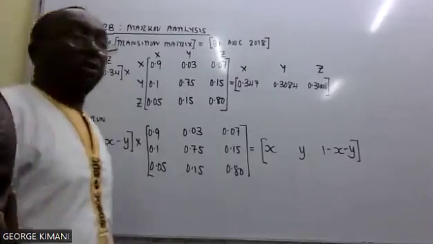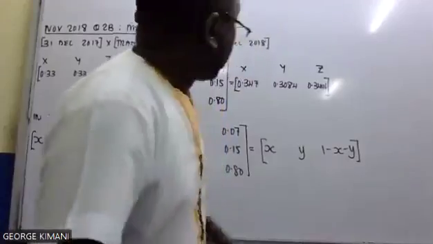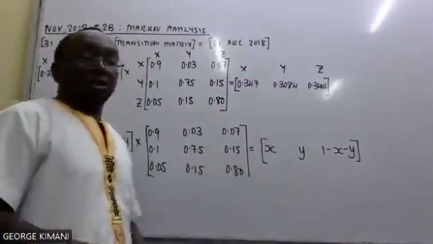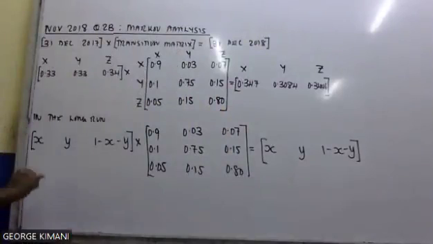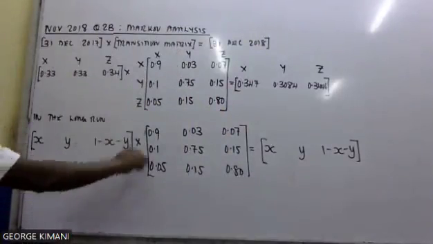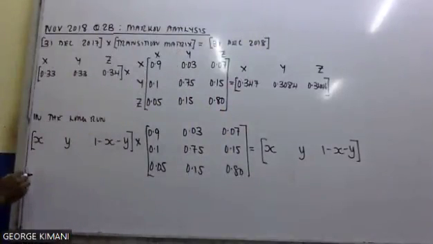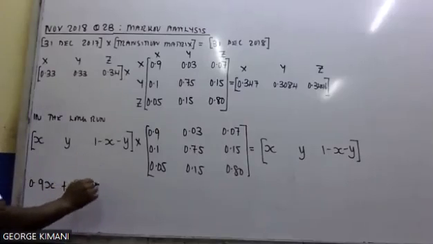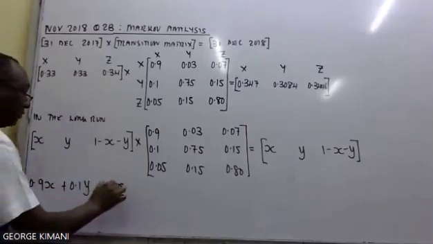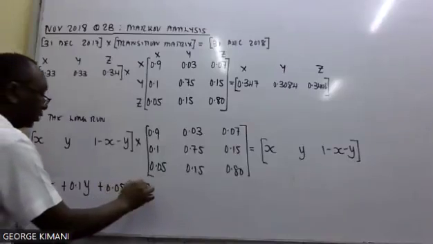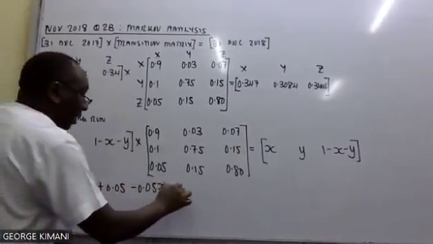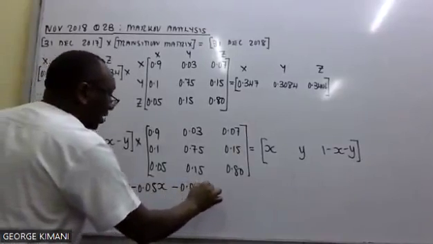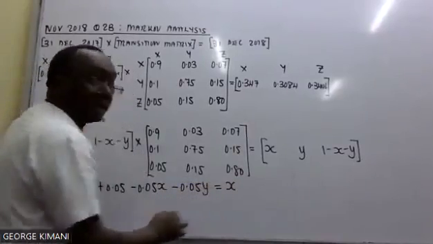So umefikisha hapo? Unaandika mpaka hapo? Okay, so kama ushaandika then tukasema what you do, you now start multiplying. Just like we have done with the other one. So tutasema 0.9x plus 0.1y, then this one itakuwa 0.05 minus 0.05x minus 0.05y is equal to x.